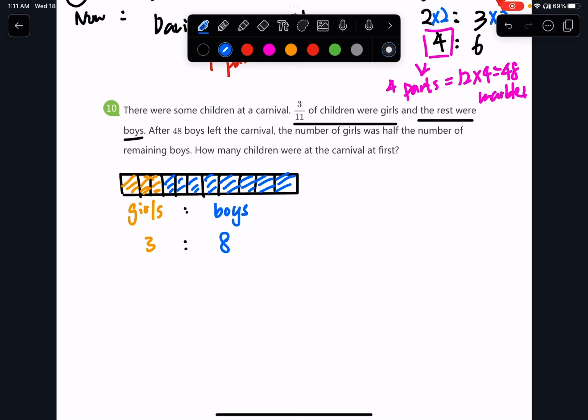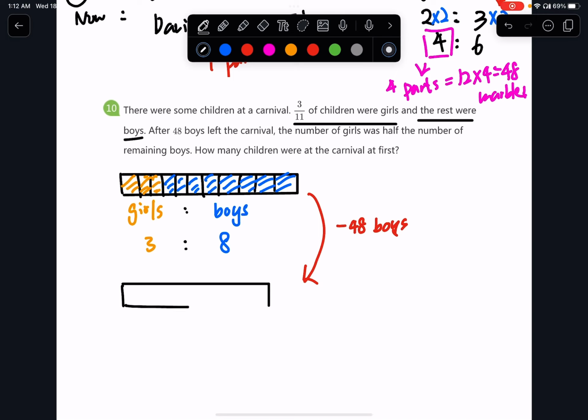But now 48 boys actually left the carnival. So 48 boys left. And now the number of girls was half the number of remaining boys. So which means now the number of students actually changes. And half of the children are girls and half of the children are boys, right? So the ratio now is 1 to 1 because one girl always comes with one boy.